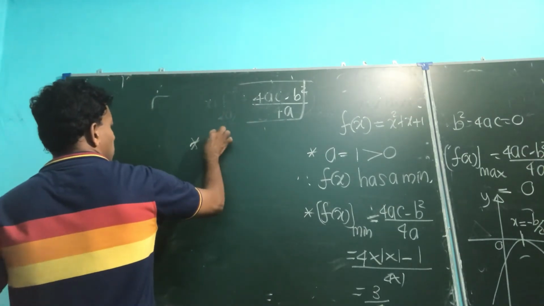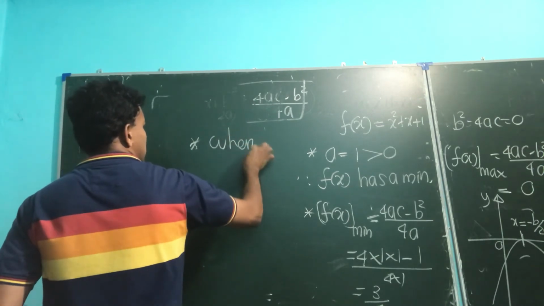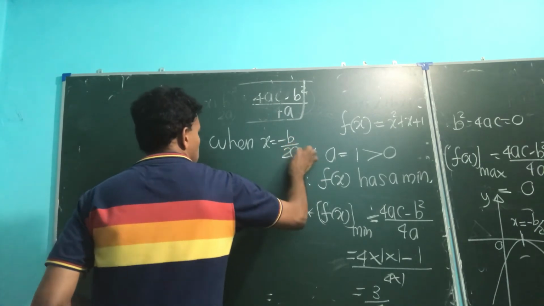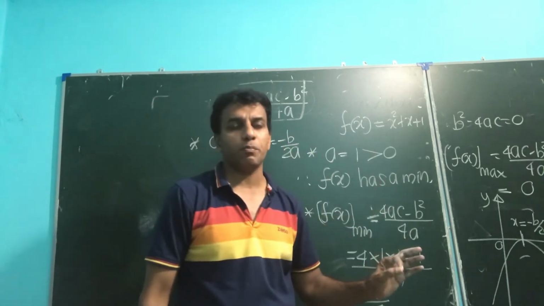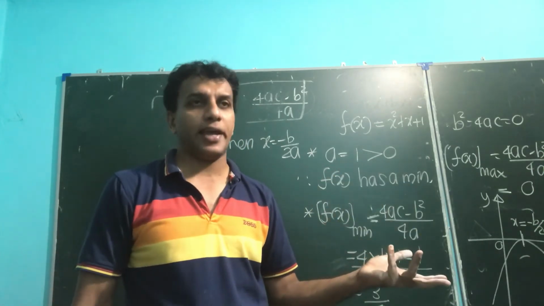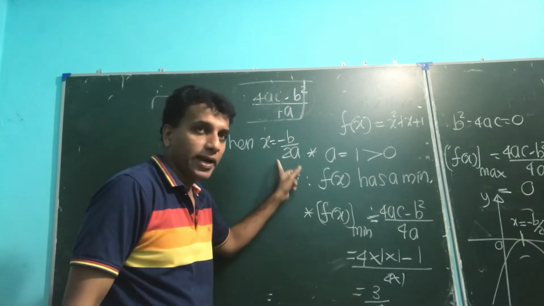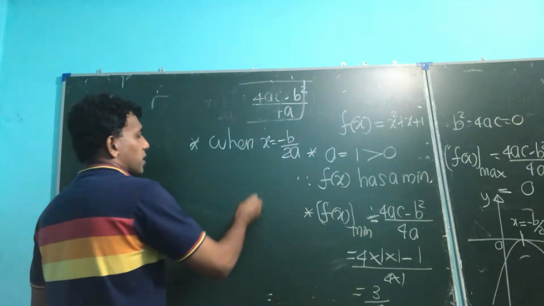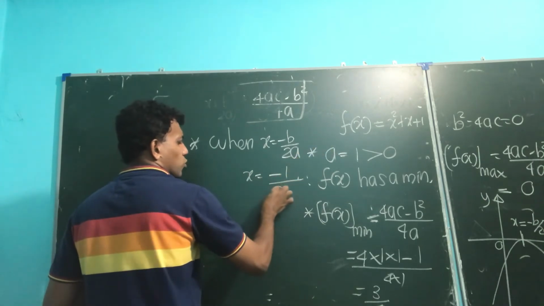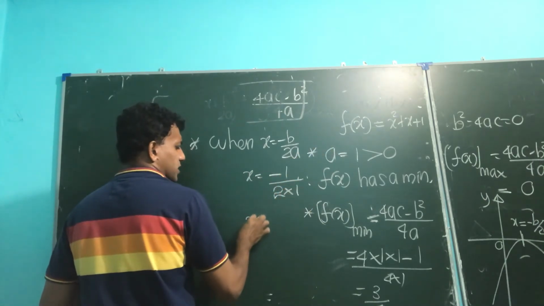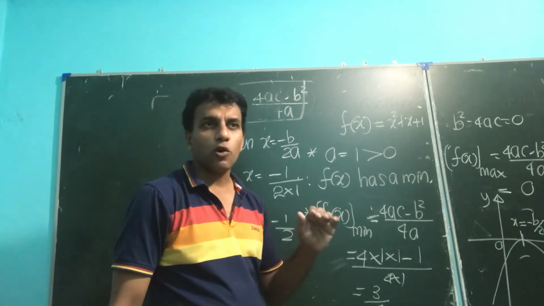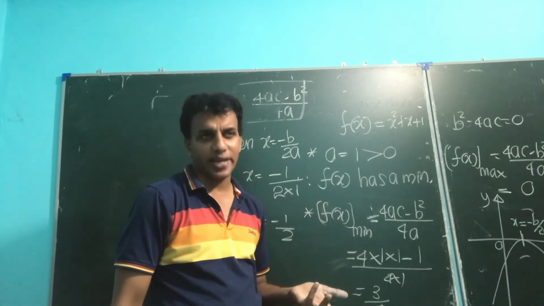Next point, when the minimum occurs, the x value is minus b over 2a. Remember, the minimum value is the y coordinate. Then we have to find the x coordinate, right? That is generally x equals minus b over 2a. What is that? x equals minus b, b is 1, over 2 times a, which is 1. So we have x equals minus half. Okay, always follow this procedure, then you can roughly sketch.